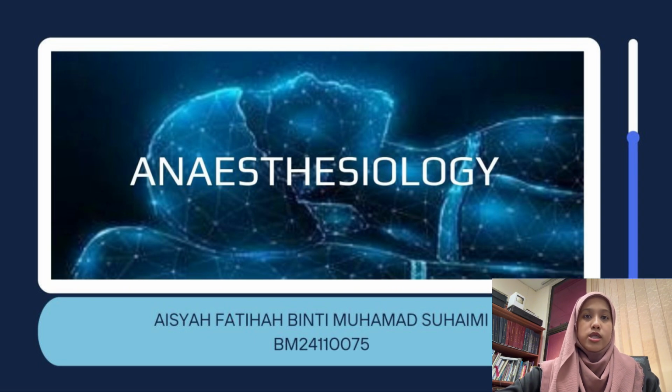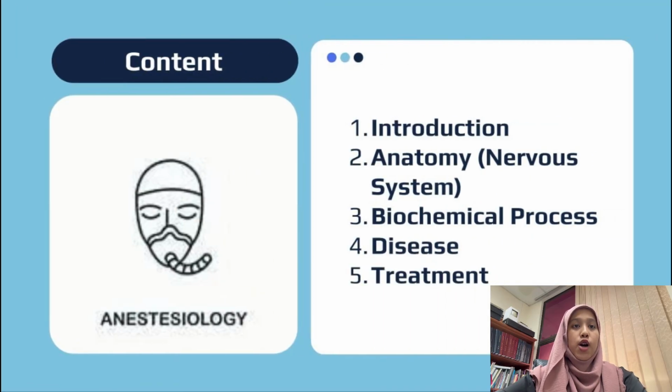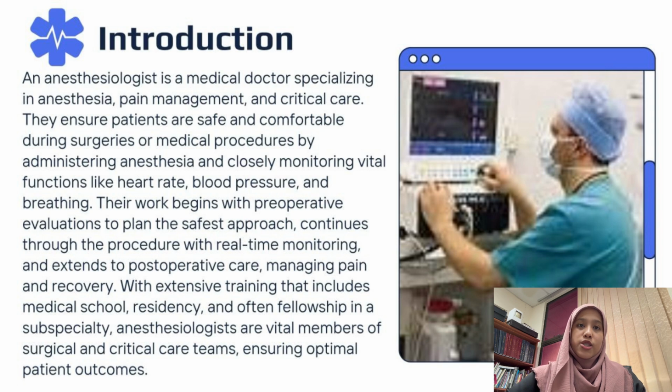for optimal outcomes. Throughout this presentation, we'll explore the role of anesthesiology, dive into the nervous system anatomy and functions, uncover key biochemical processes, and discuss diseases like ALS and their treatment options. Let's begin. So there are 5 contents. The first is introduction, next, anatomy, which is the nervous system, third, biochemical process, fourth, disease, and the last one is treatment.